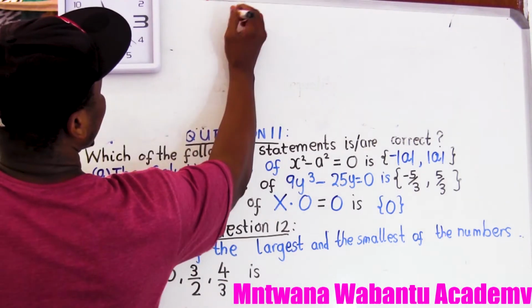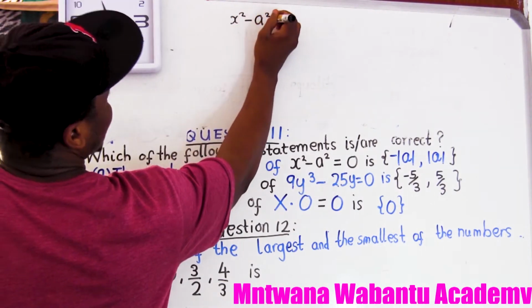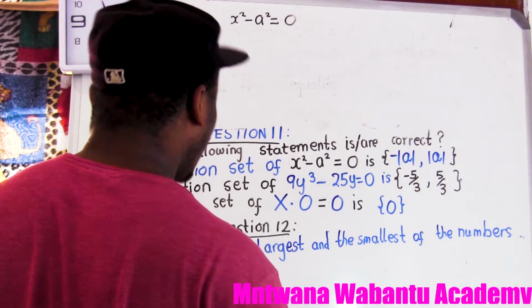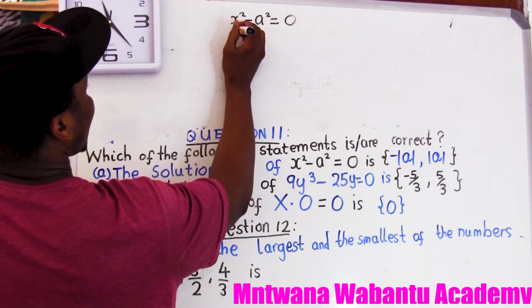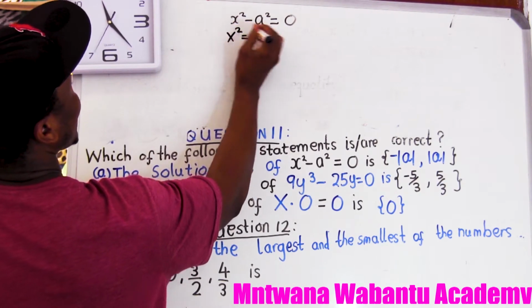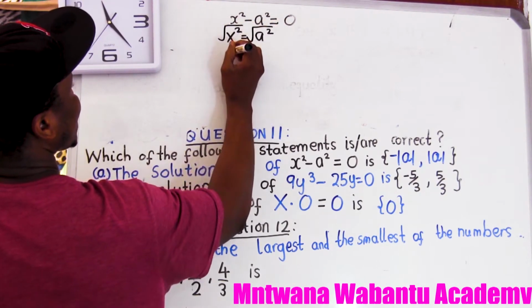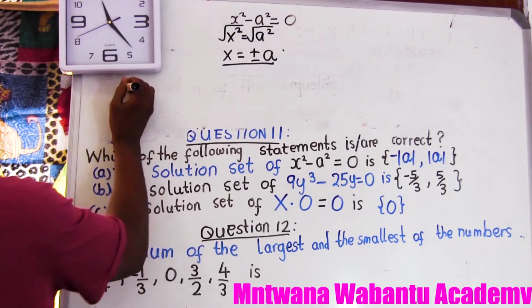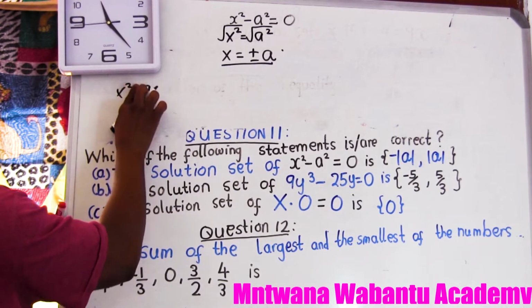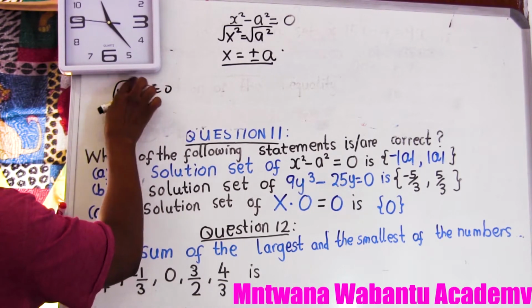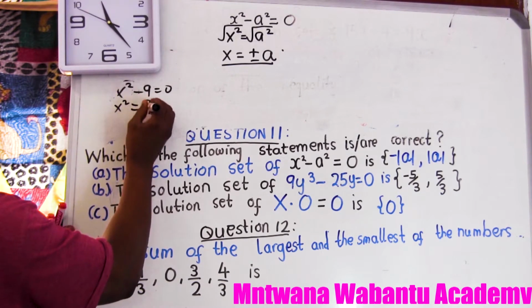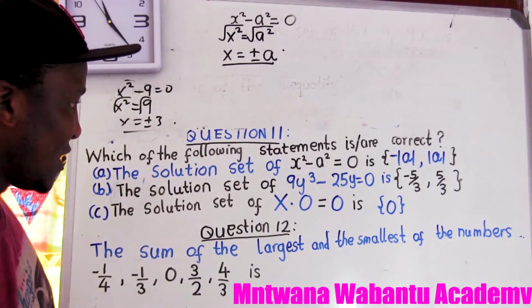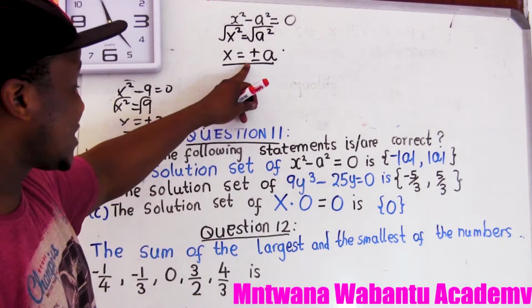So I'm going to say x squared minus a squared equals 0. We want to see if it's going to be true or not. Okay, so now I can take this over. I can just say x squared equals a squared, and then I can square root both sides. So x equals plus or minus a. You see what I'm saying? It's like saying somebody gives you x squared equals 9. So what are you going to do? x squared minus 9 equals 0. So I can just take it over: x squared equals 9, and then square root both sides. So x equals plus or minus 3. So for now it's plus or minus a.